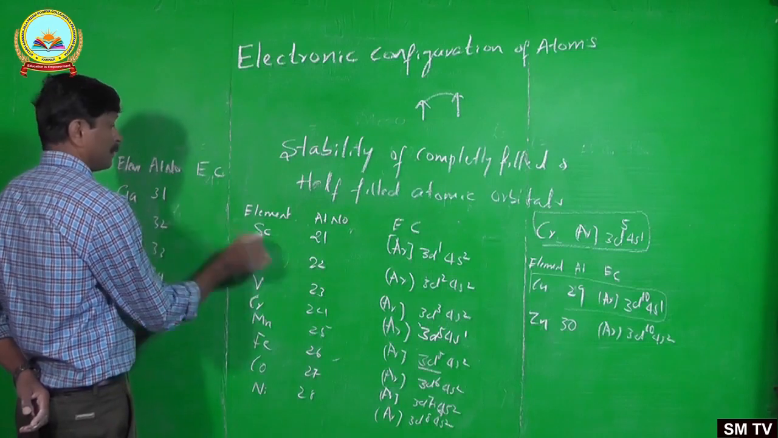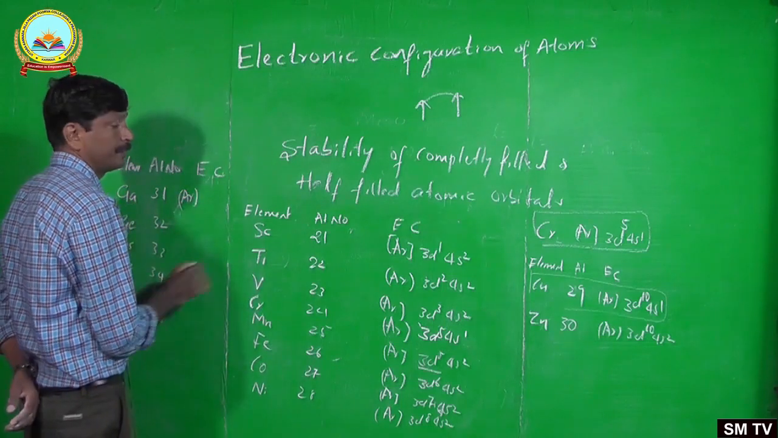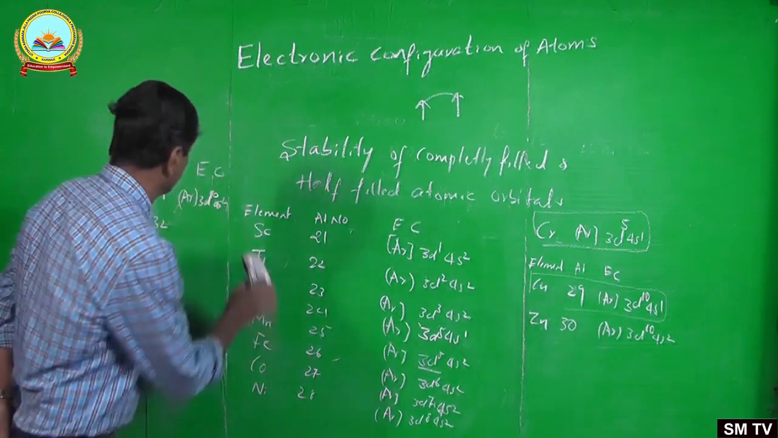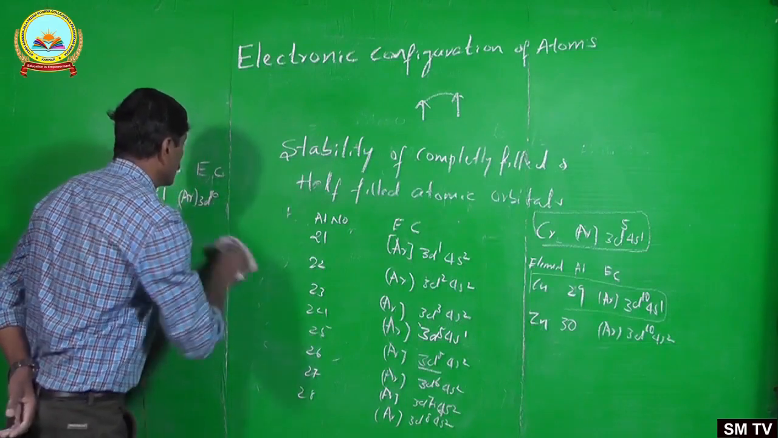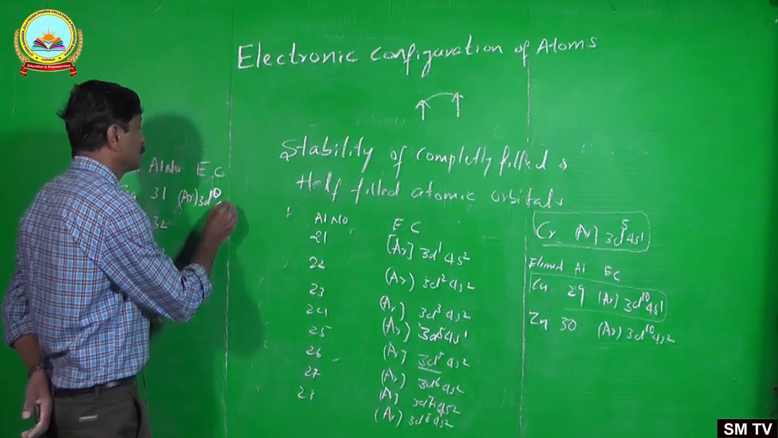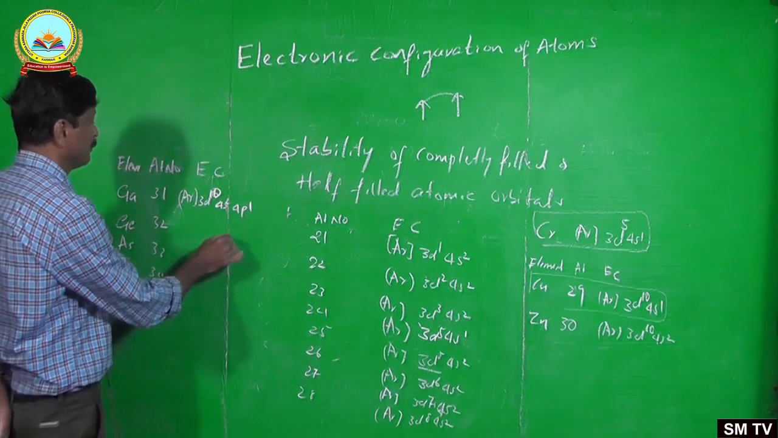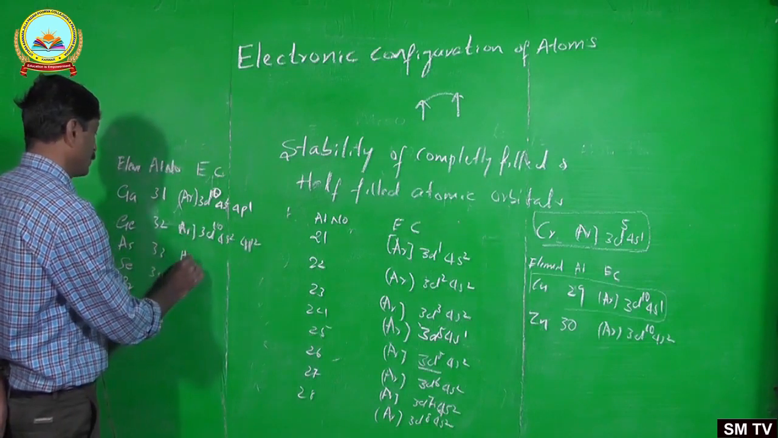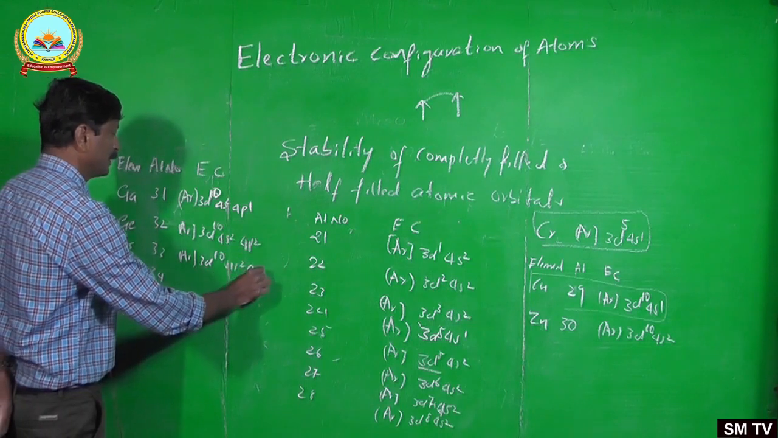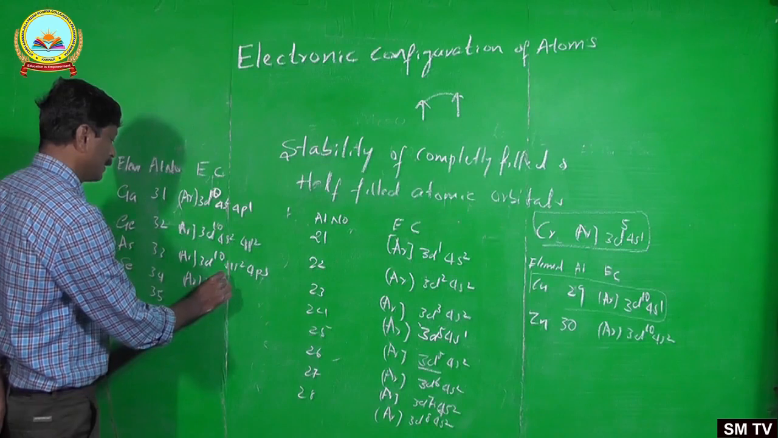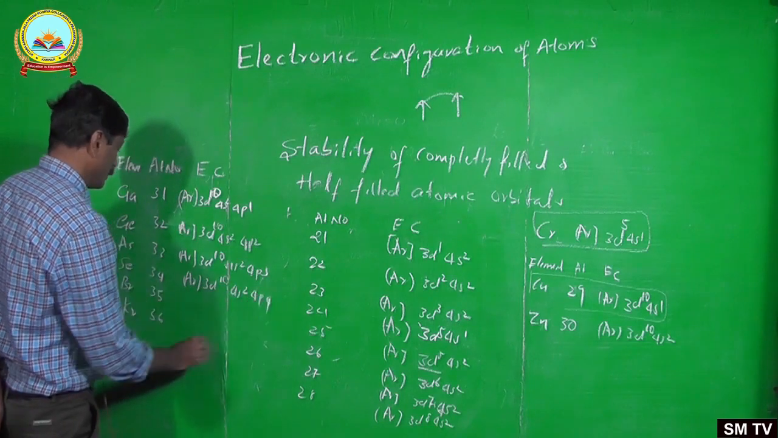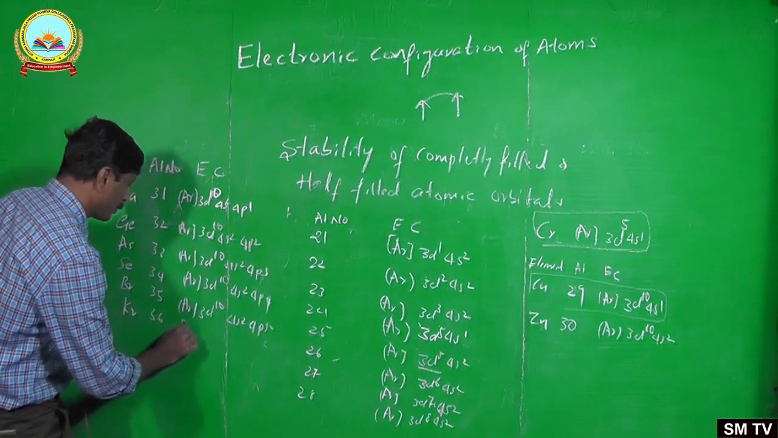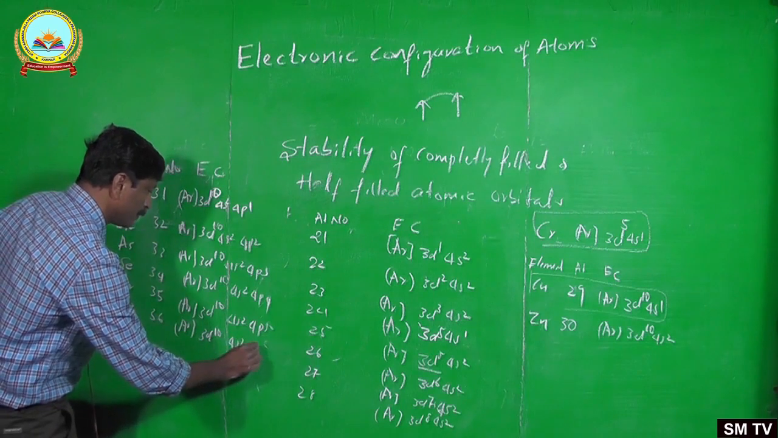The argon configuration 3d10 4s2 4p1. Like that, argon configuration 3d10 4s2 4p2, argon configuration 3d10 4s2 4p3, argon configuration 3d10 4s2 4p4, argon configuration 3d10 4s2 4p5, and for krypton argon configuration 3d10 4s2 4p6.